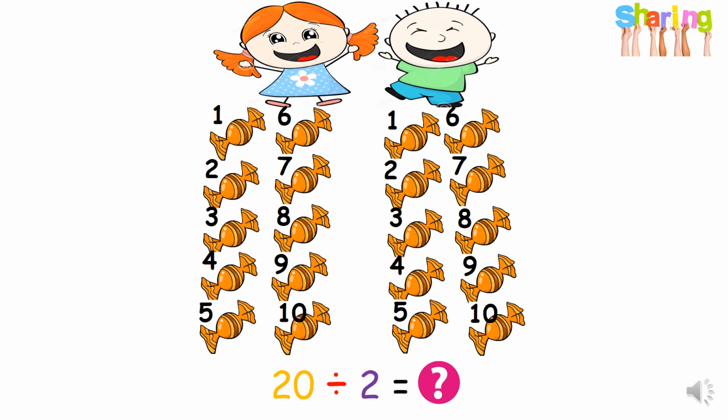So now we've shared out all the sweets. We need to double check now that they have the same amount, that each amount is equal. How many sweets does the girl have? She has 10 sweets. How many sweets does the boy have? He has 10 sweets. They both have 10 sweets. So 20 divided by 2 will equal 10 because that's the number of sweets that each child has.